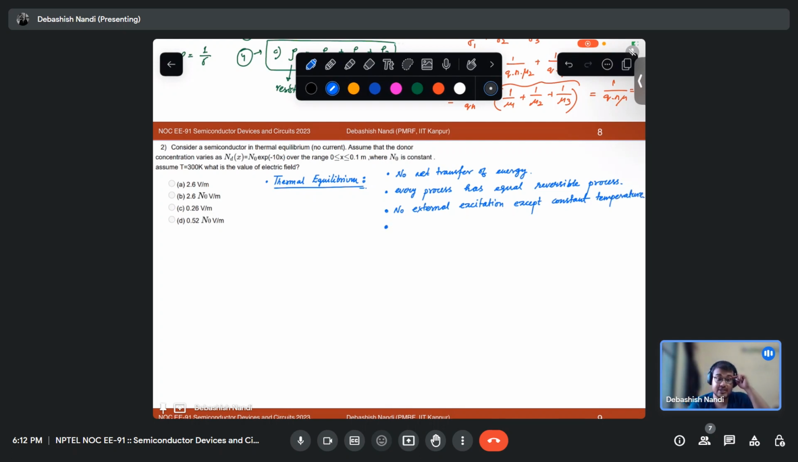And what is the fourth condition? Principle of detailed balance. What does principle of detailed balance mean? Suppose a process is composed of many sub processes, so every sub process has to also have an equal reversible sub process. Okay. So given these conditions, let me ask you one thing.